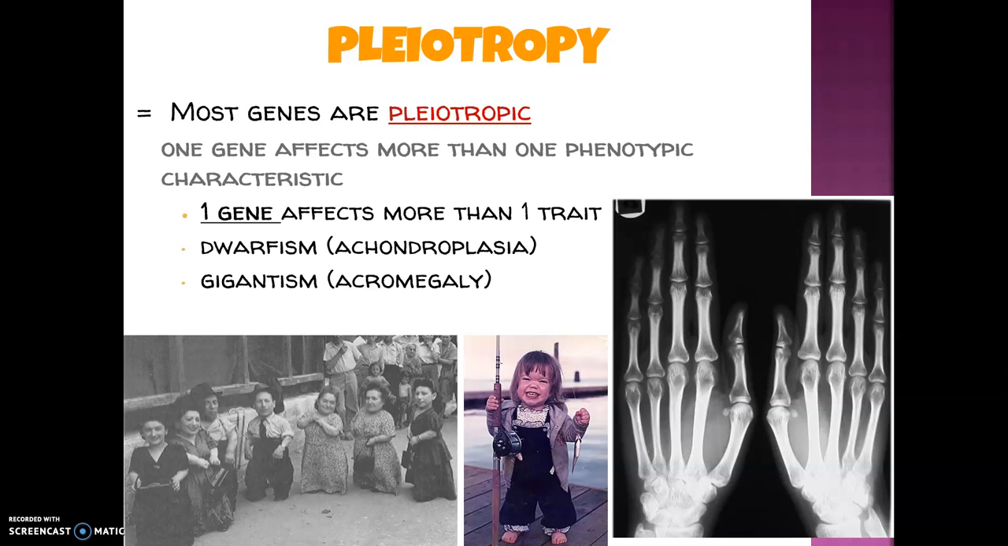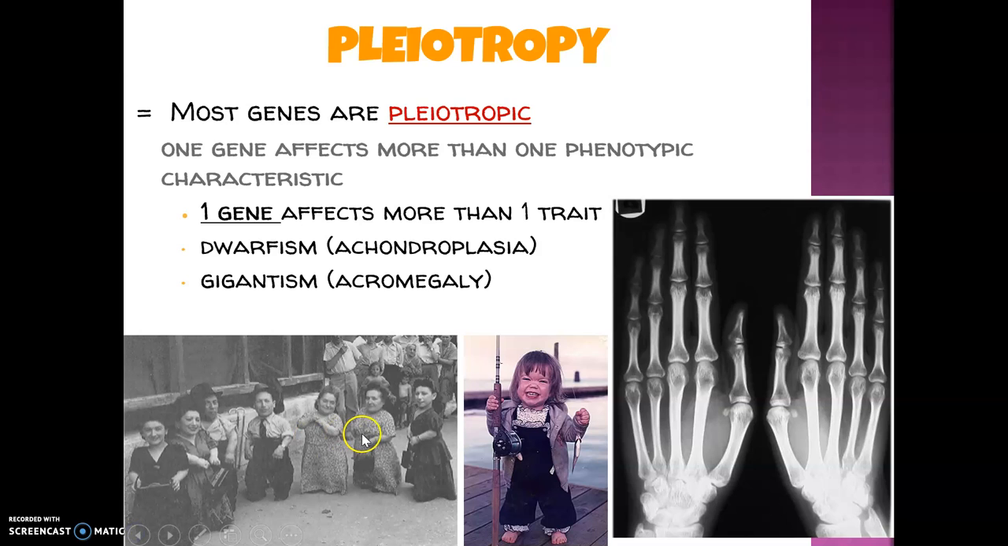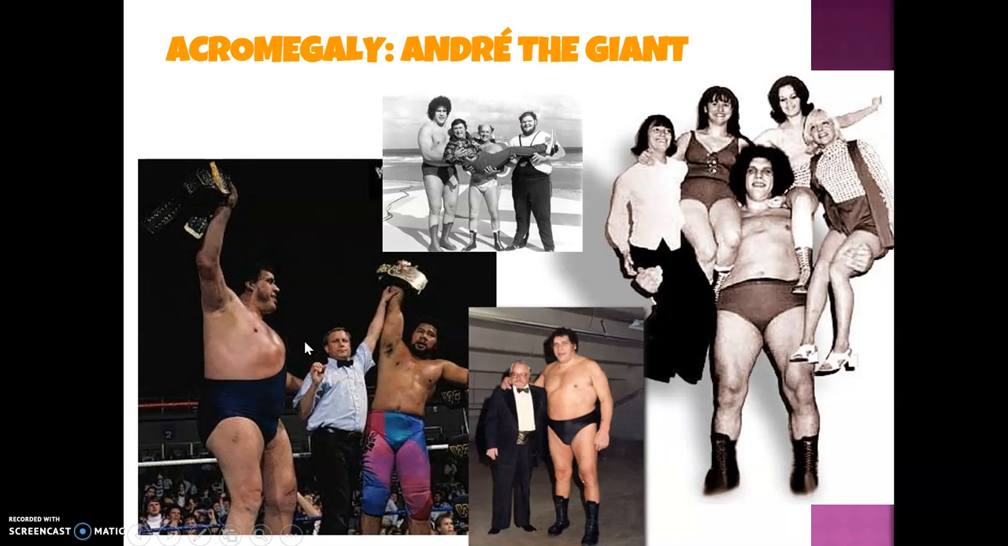So if I have the gene for eye color, it could affect more than just the trait of eye color. It can affect all sorts of things. Okay, so these are pictures of the dwarfism, and then the next slide is going to be the pictures of giantism.